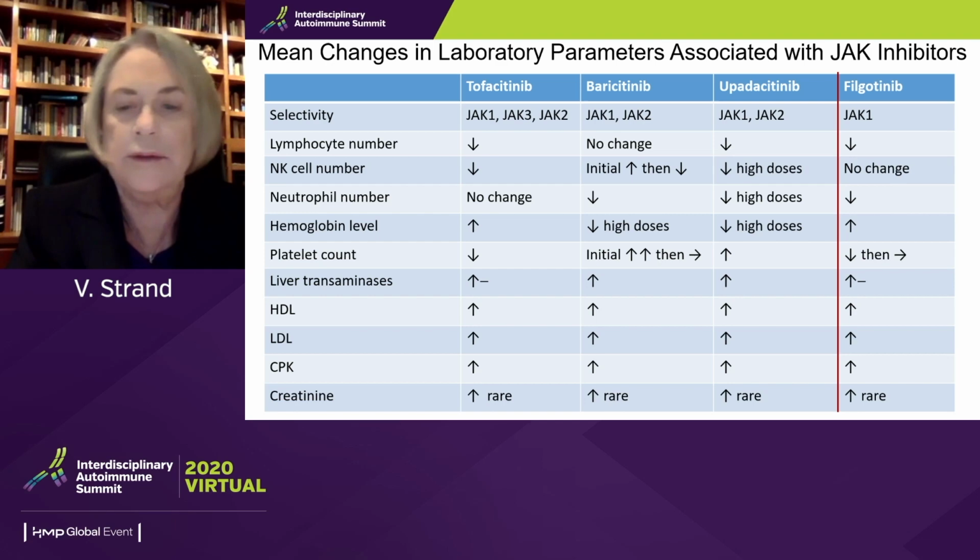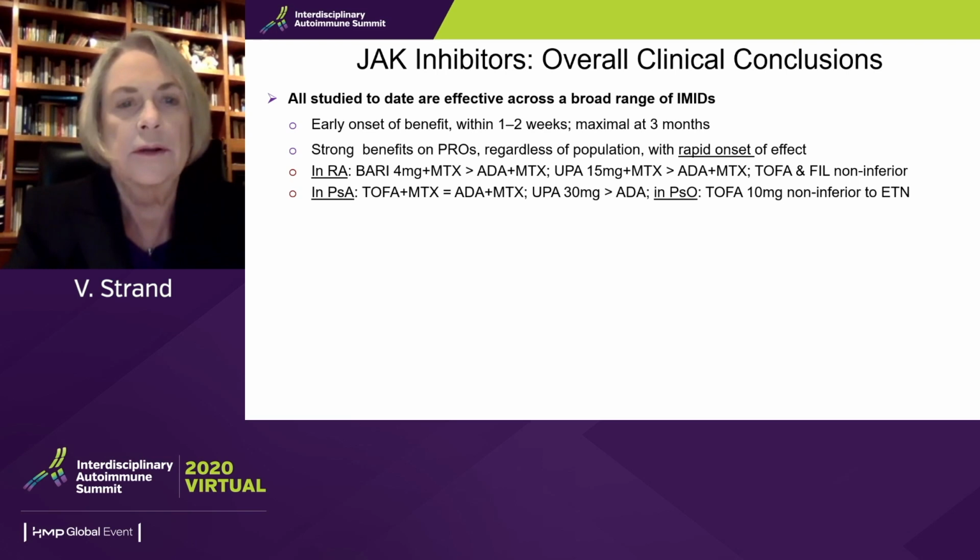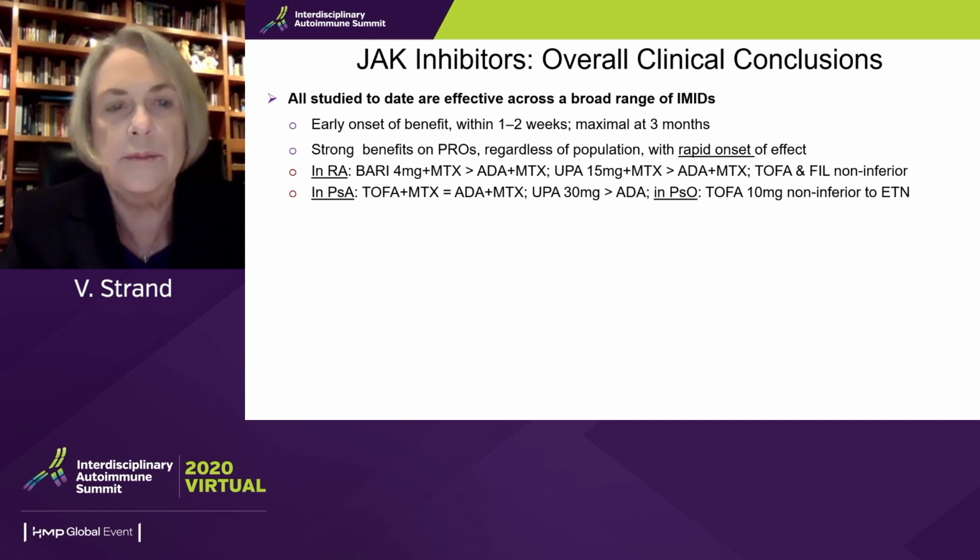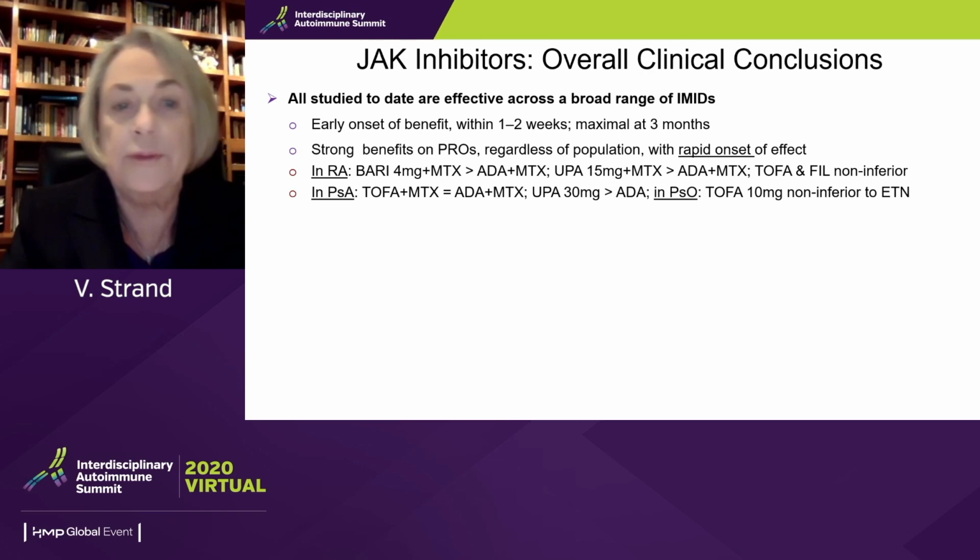So in summary, all the JAK inhibitors studied to date are effective across a broad range of IMIDs with early onset of benefit, meaning patients know that they are working and are more likely to be adherent. In RA, baricitinib 4 milligrams plus methotrexate was better than adalimumab plus methotrexate, and upadacitinib 15 plus methotrexate was better than adalimumab plus methotrexate. Tofacitinib and filgotinib were both non-inferior.